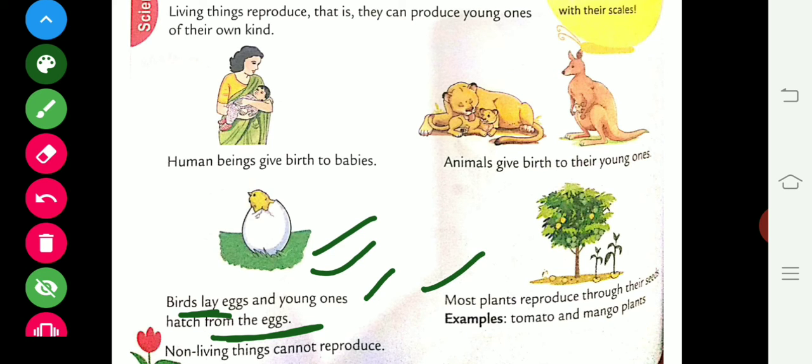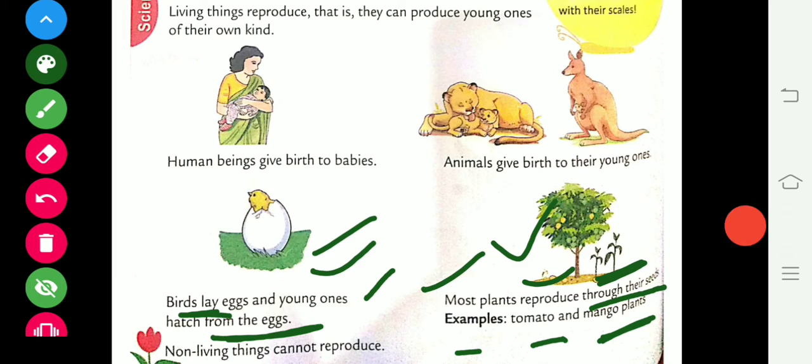Most plants reproduce through their seeds. Examples are tomato and mango plants. Most plants reproduce through seeds. A tomato grows from a seed. Mango plants also grow with the help of the seed of a mango.